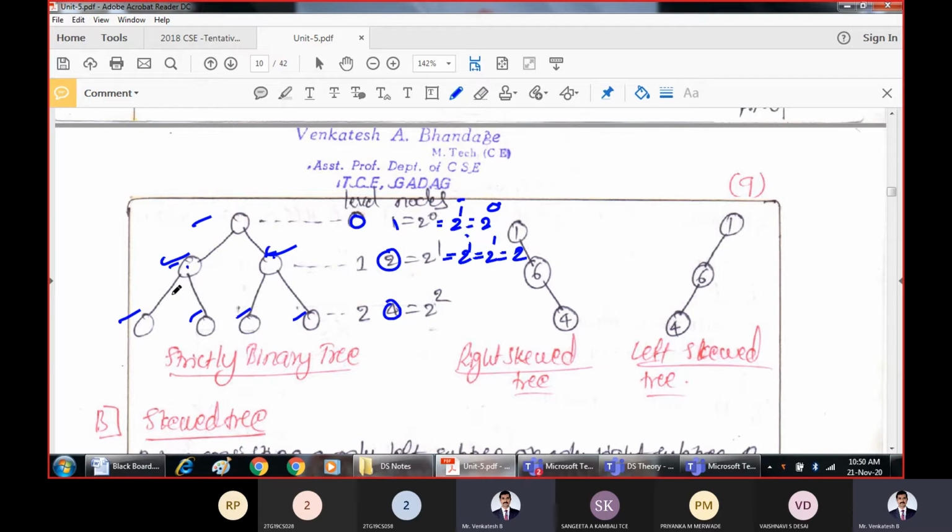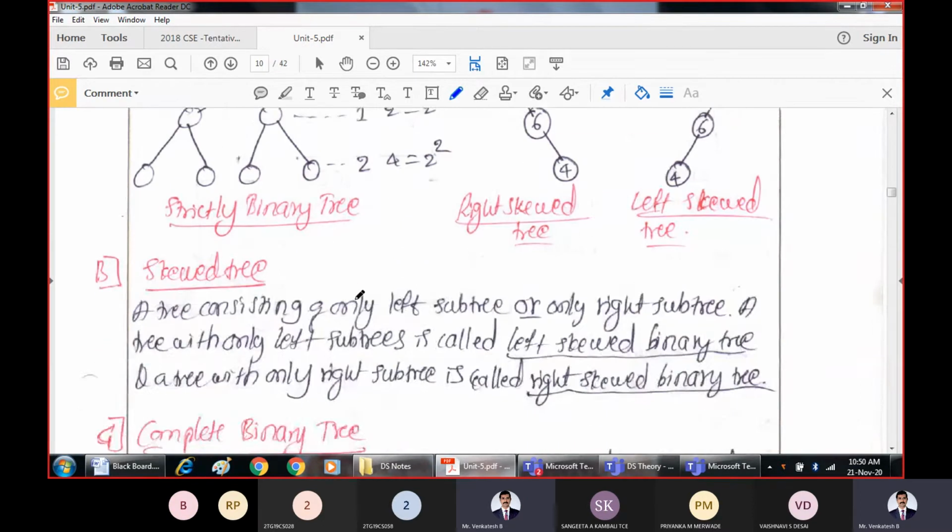What it says is, at any given level, we should have maximum 2 raised to i nodes. It will be having 2 raised to i nodes. That is what a strictly binary tree is.